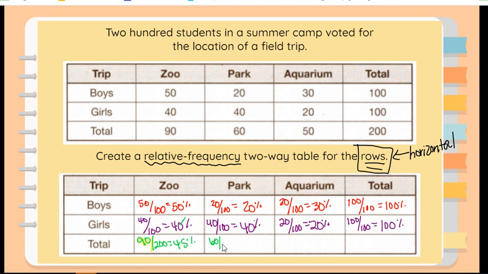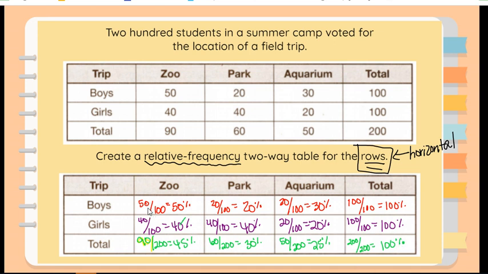Park, 60 out of 200. Divide that in your calculator is 30%. Total voted for aquarium would be 50 out of 200, which is 25%. And total would be 200 out of 200, which is 100%.